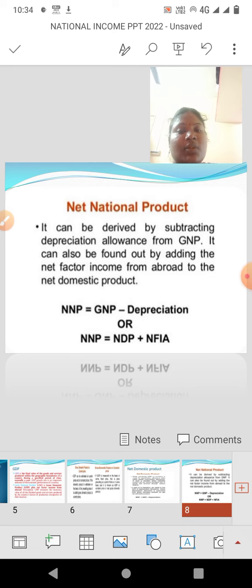Then we will discuss net national product. It can be derived by subtracting depreciation allowances from gross national product. It can also be found by adding net factor income from abroad to the net domestic product. This is called net national product.